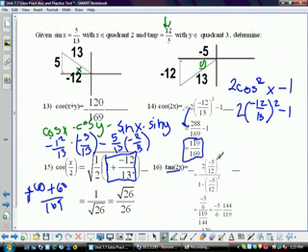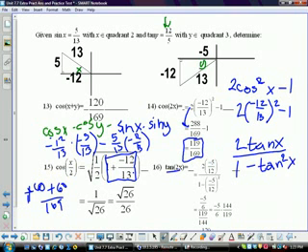Tangent of 2x. That's the same thing as 2 tangent of x divided by 1 minus tangent squared of x. The square root of 26 over 26 for 15.